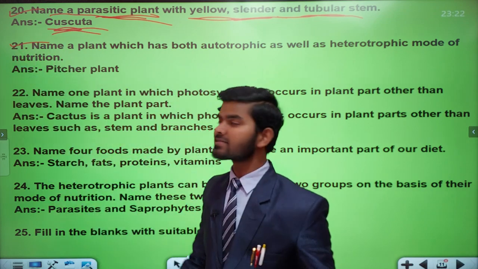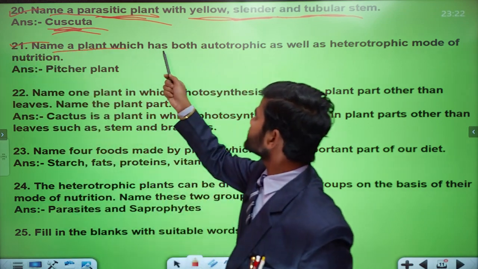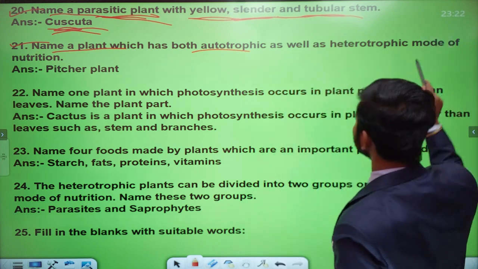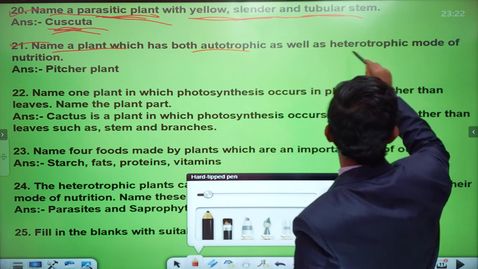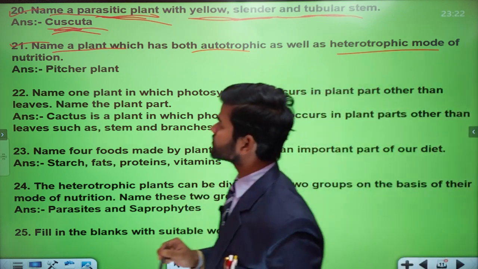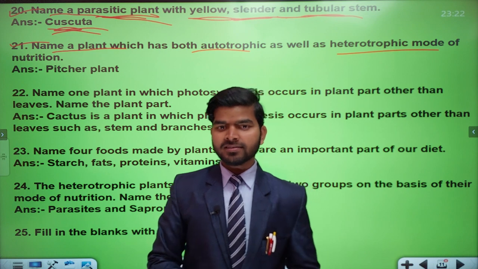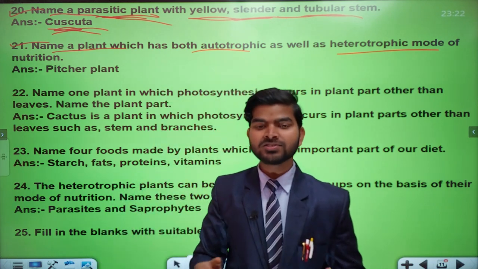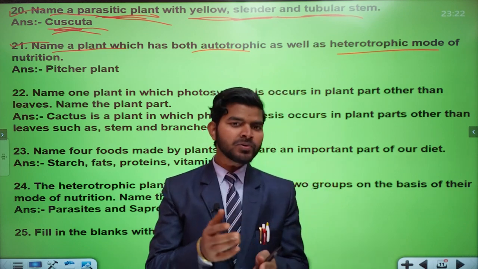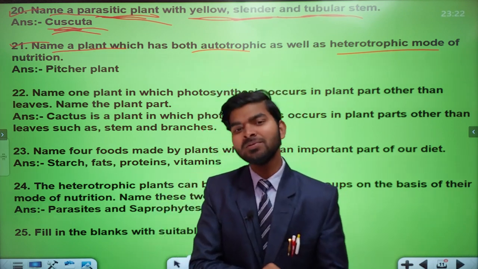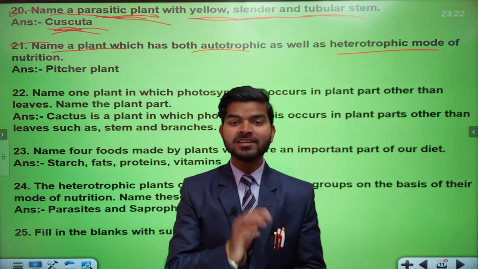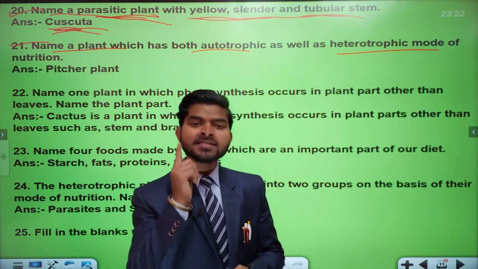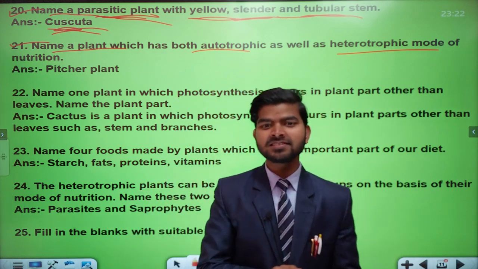Question number 21. The question asks to name a plant which has both autotrophic as well as heterotrophic modes of nutrition. I have given these concepts. Do you have any idea? If you turn through your notes, you will easily find these answers. I have given knowledge about a topic, the insectivorous plants. I have told you what insectivorous plants are.